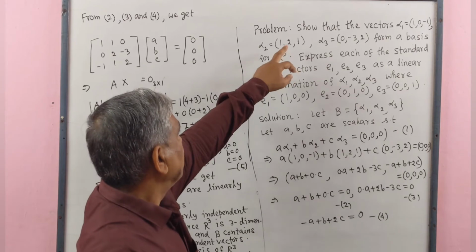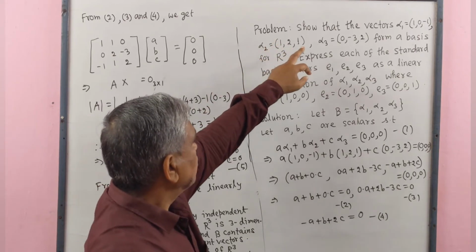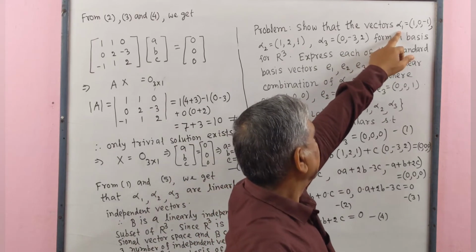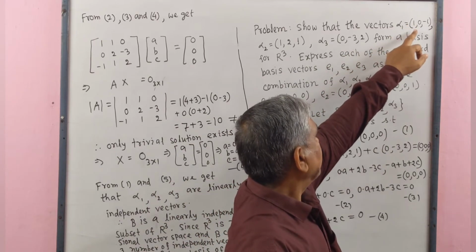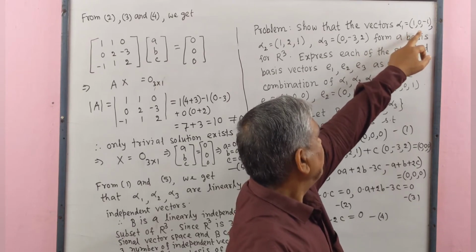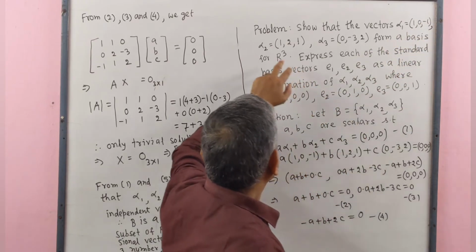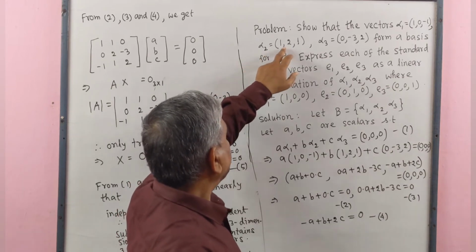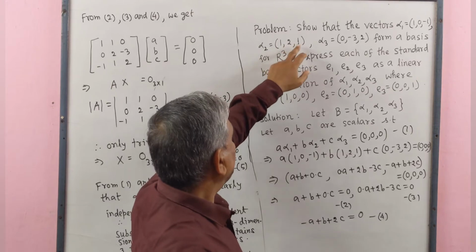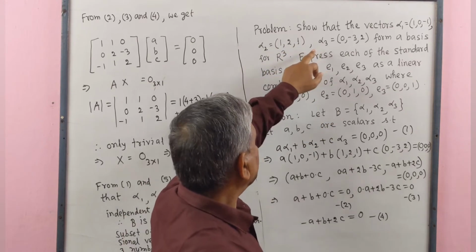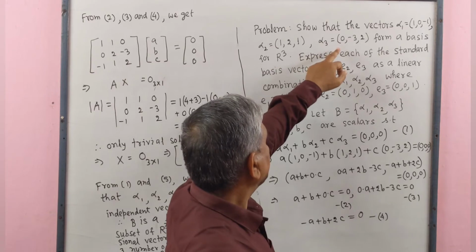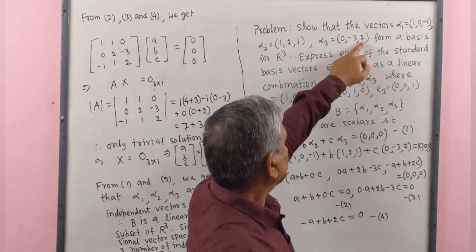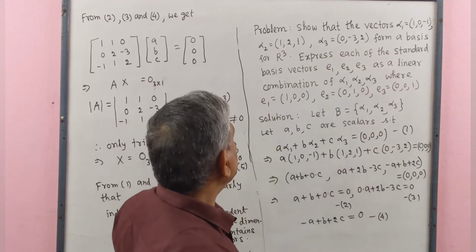Now we solve the next problem. Show that the vectors alpha 1 is ordered triplet (1, 0, minus 1), alpha 2 is ordered triplet (1, 2, 1), alpha 3 is an ordered triplet containing (0, minus 3, 2), form a basis for R cube.